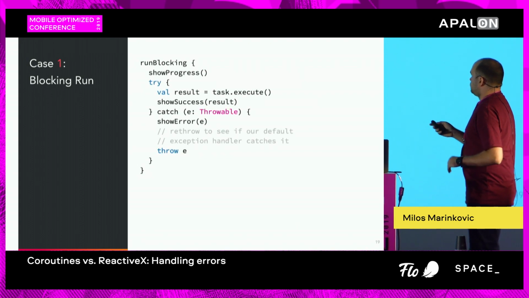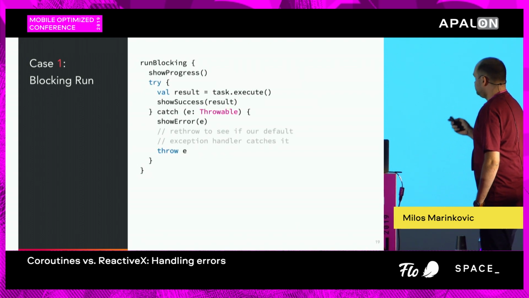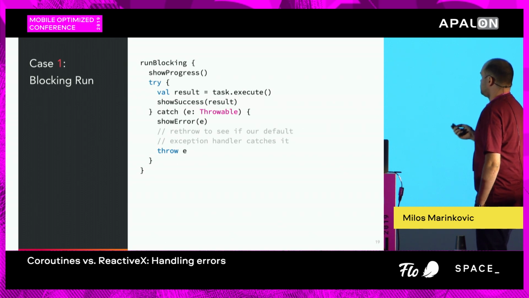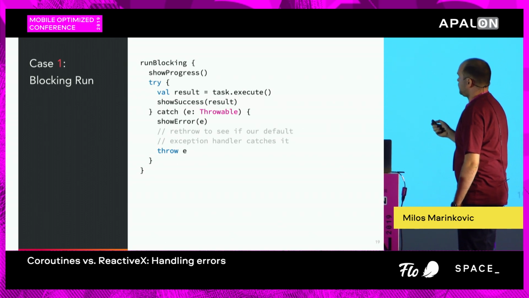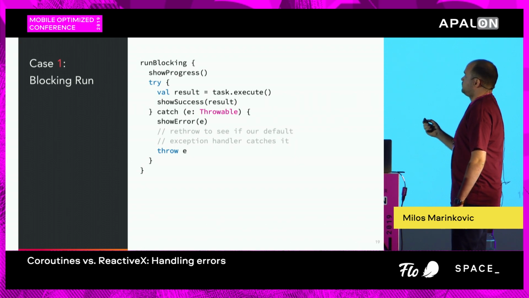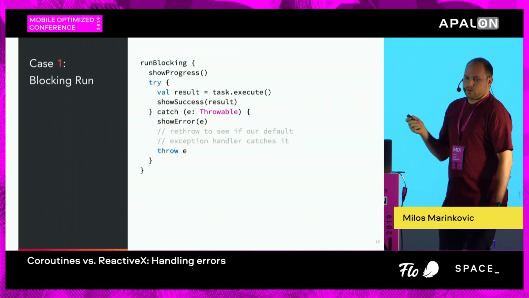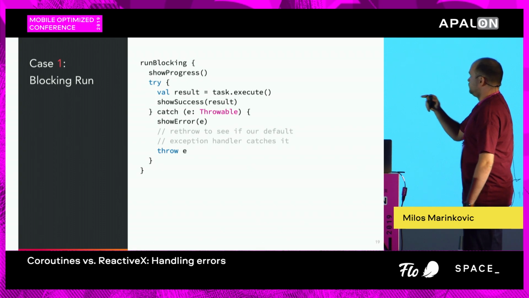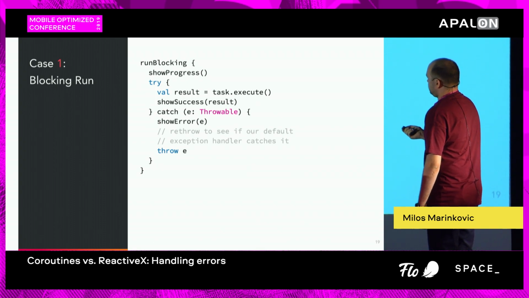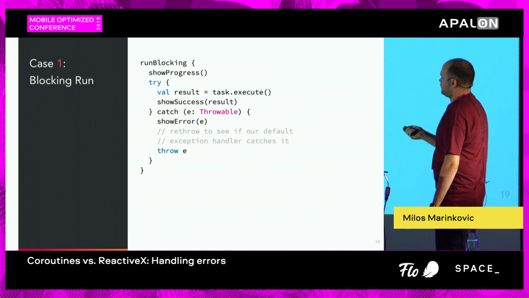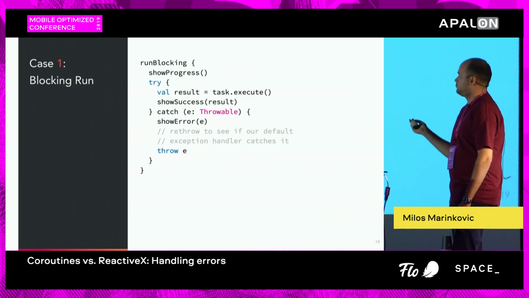Let's quickly go through what I have. I have five most common use cases that I could find. One of them is run blocking. It's a function that allows you to switch from the blocking Kotlin world to the async coroutine world. So everything inside of here is considered a suspending code block.